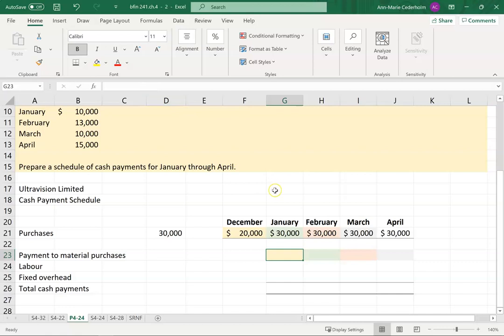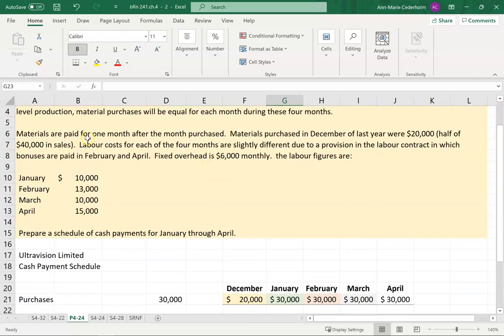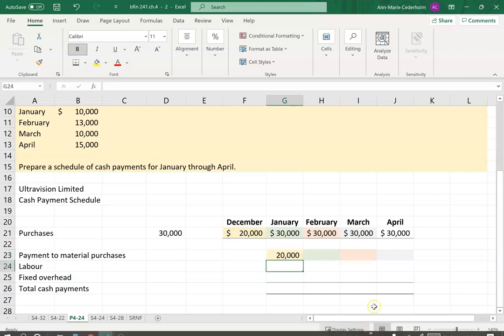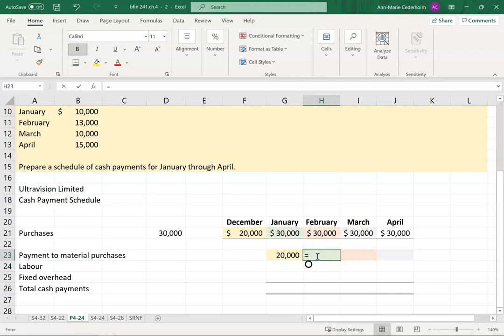Now what they're telling me is the payment of the purchase is in the following month. Remember, I need to look at when the cash is being paid, regardless of when the purchase was made. I read it right here: materials are paid for 1 month after the month purchased. So whatever I bought in December, I'm paying for in January. Whatever I bought in January, I'm paying for in February. Whatever I bought in February, I'm paying for in March. And whatever I bought in March, I'm paying for in April. I just color coded these to show you the pattern.